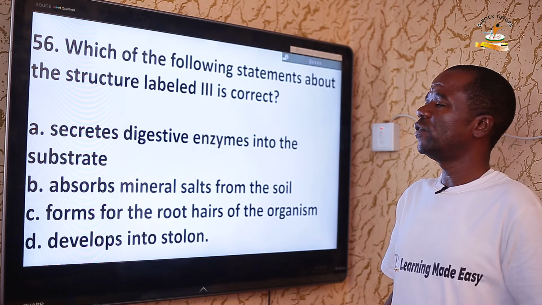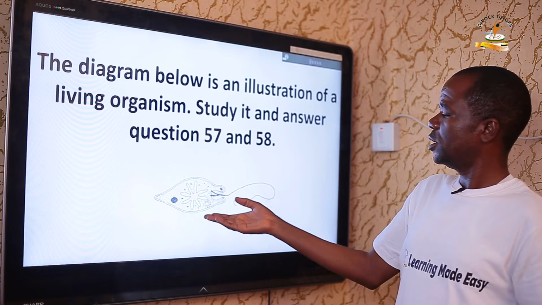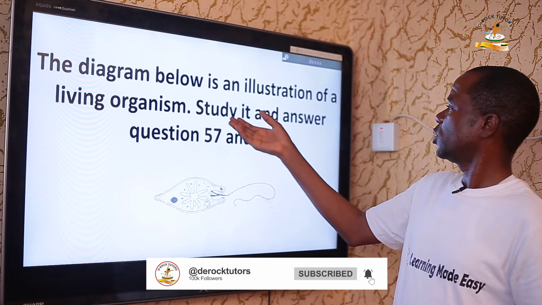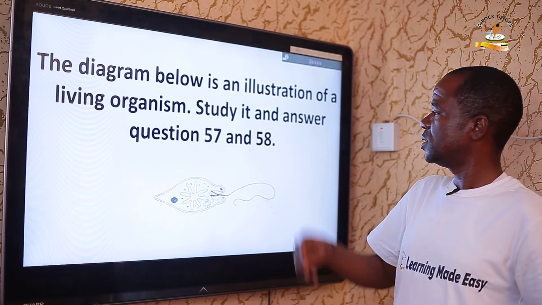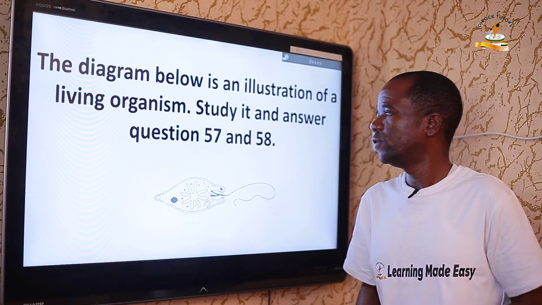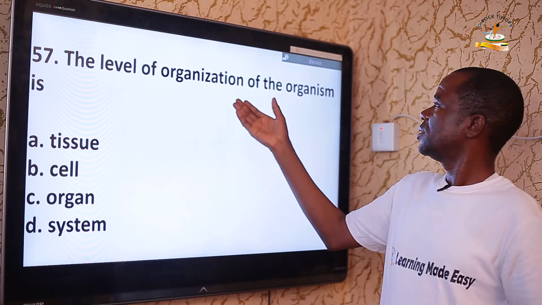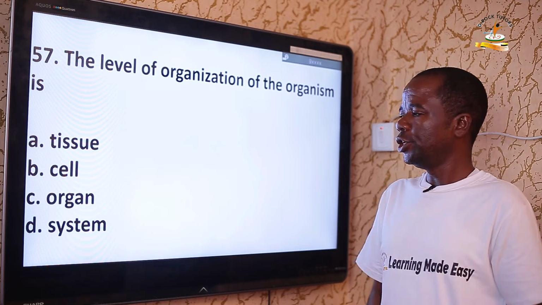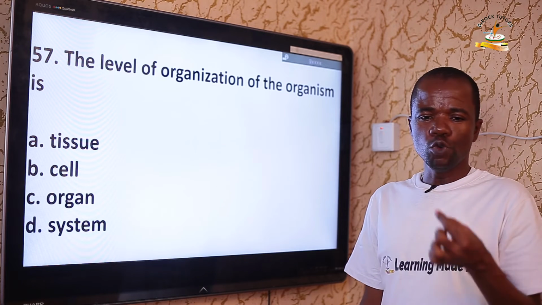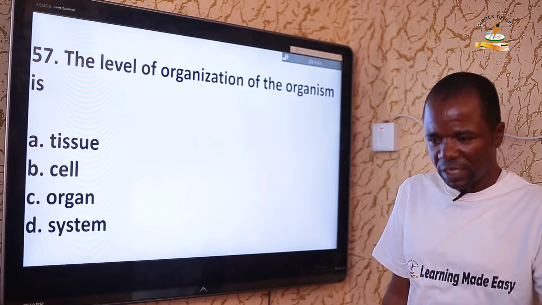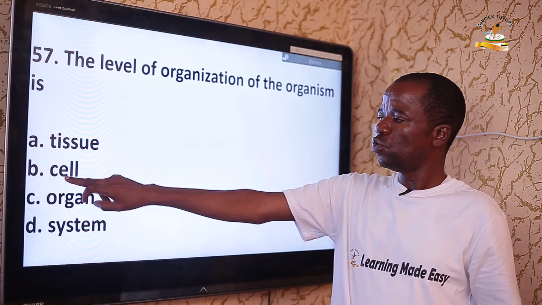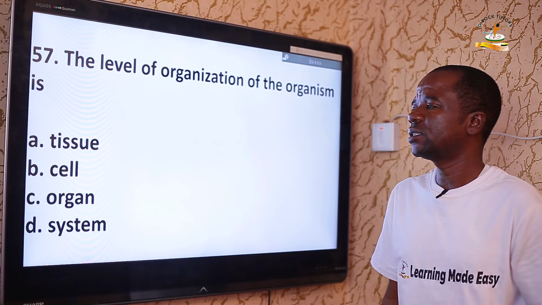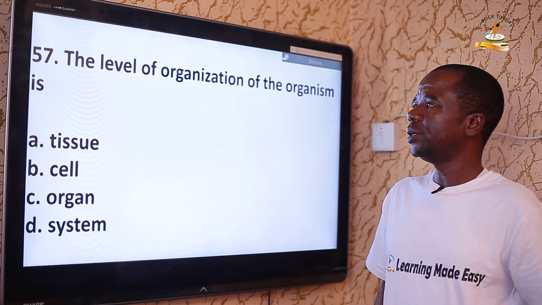Let's go to number 57 rather. The diagram below is an illustration of a living organism. We can see this euglena. We are to study it and use it to answer questions 57 and 58. Let's take a look at 57. The level of organization of the organism is, like I've said, we can see from the diagram that it is definitely a euglena. And we know that euglena is an example of a unicellular organism. So it belongs to the cellular level of organization. So the correct answer here is option B. That is a cell.